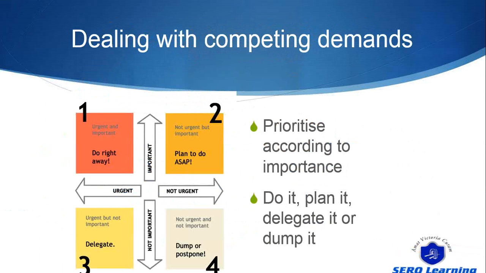Okay? So when thinking about prioritizing your work, think in terms of doing it, planning it, delegating it, or dumping it. Nice, easy 4-step strategy. Look at each of the things on the to-do list, and you're either going to do it, plan to do it as soon as possible, delegate to somebody else, or get rid of it.